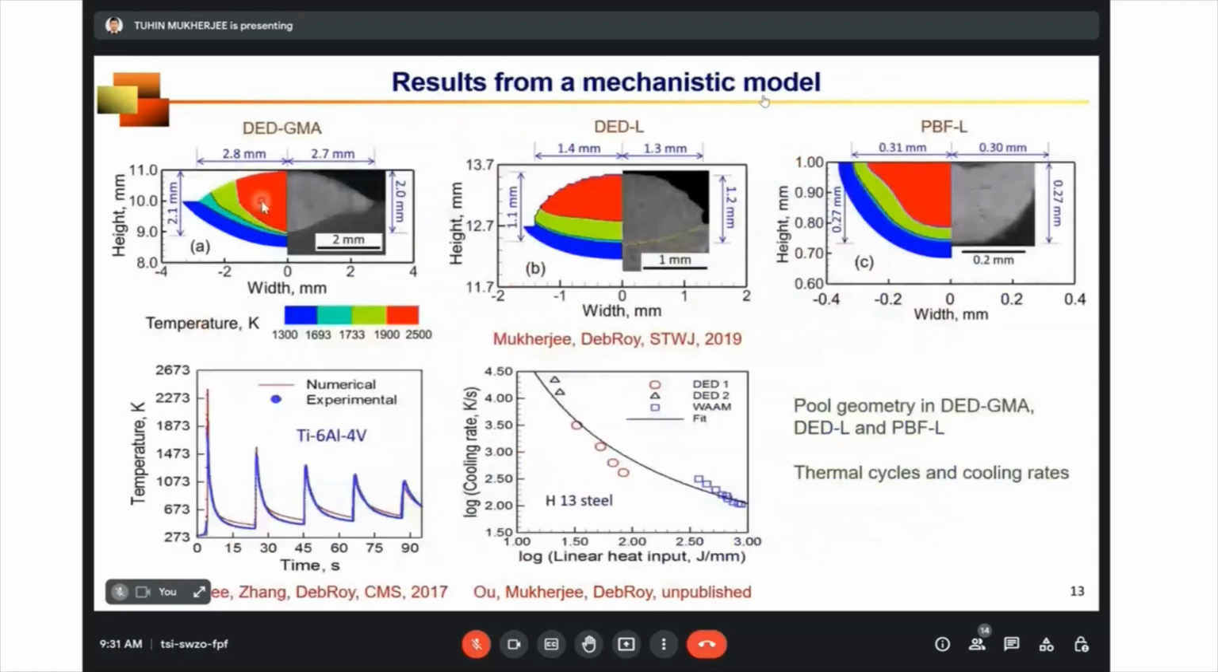So you can see that it can simulate the molten region or the deposit for three processes, which is very consistent with the experimental observation. For the same material, this is for stainless steel 316, you can see the modeling result matches very well with the experimental observation. Apart from the deposit, the model can also give you the variation of temperature with time for a particular location. We call it thermal cycle, this one. And also the cooling rate, which is a very important parameter for predicting the microstructure.